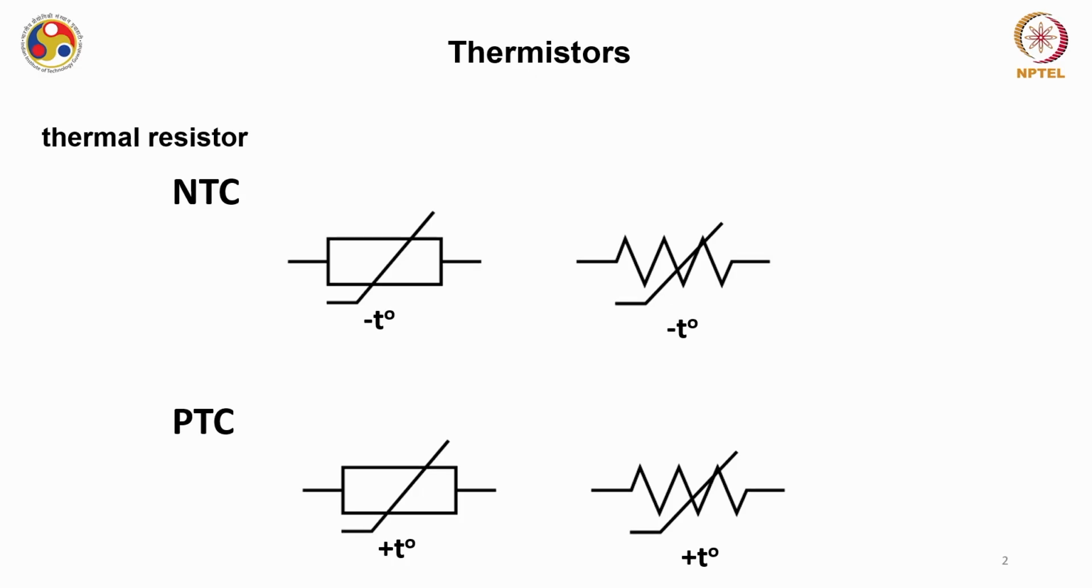If you remember, we have seen two different types of thermistors. One is NTC and another is PTC. PTC is the positive temperature coefficient thermistor, where the resistance rises with an increase in temperature. NTC is just the reverse of that, meaning the resistance drops when the temperature increases. And if you remember, these were the symbols of NTC and PTC thermistors.